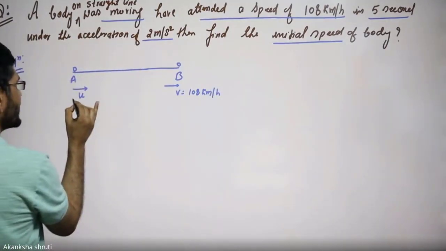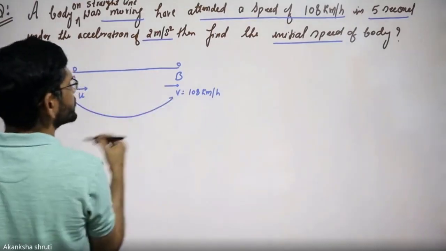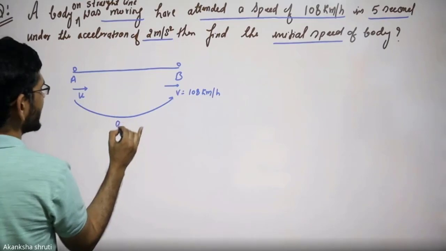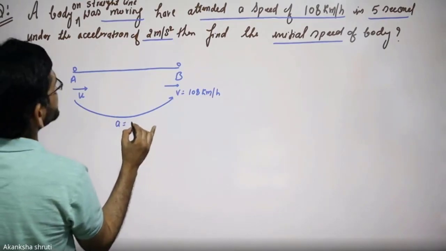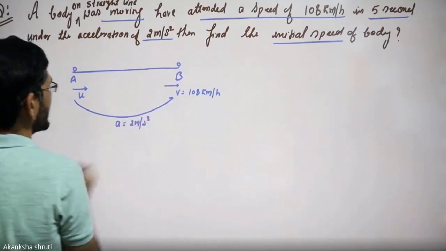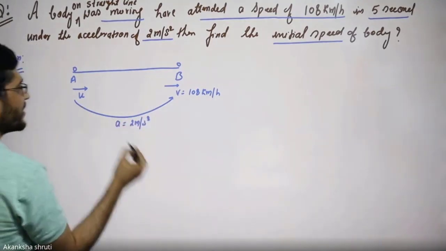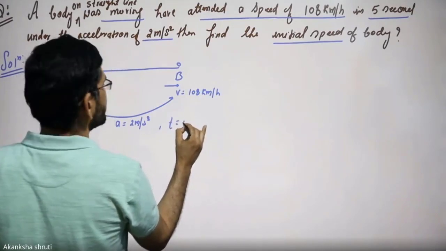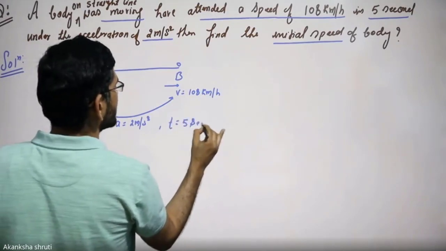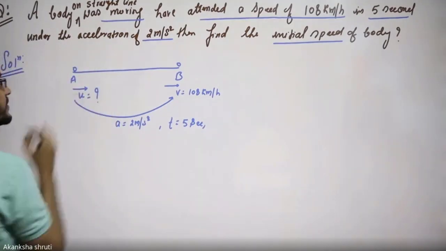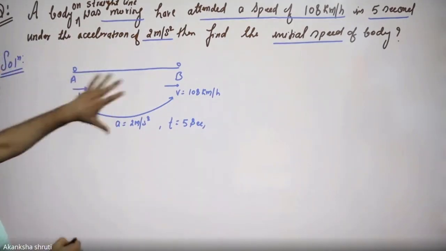For attaining this speed from u to v, it is undergoing an acceleration a, which is 2 meters per second square, and this has occurred in a time t of 5 seconds. So what is the value of u? This is the situation.